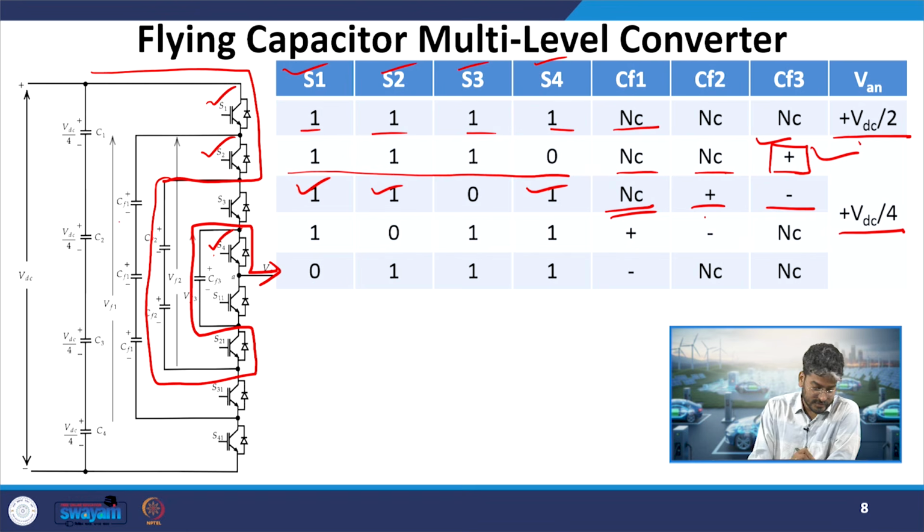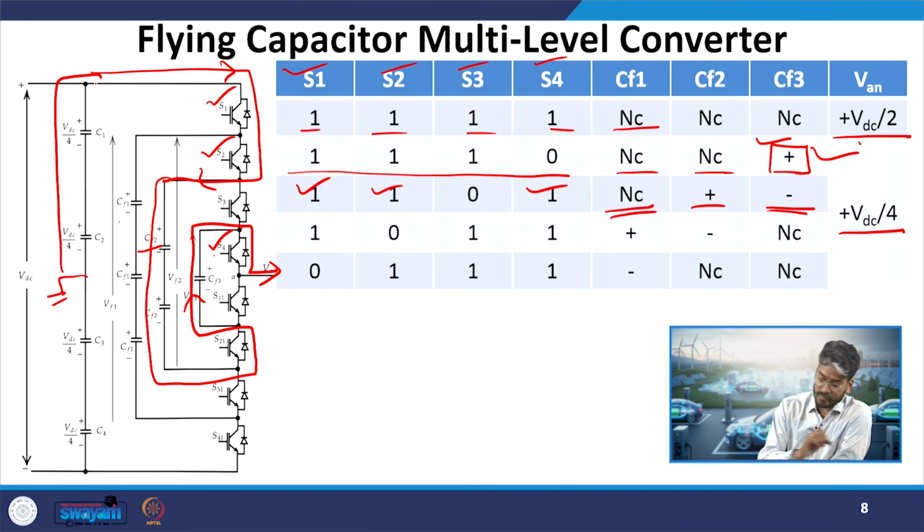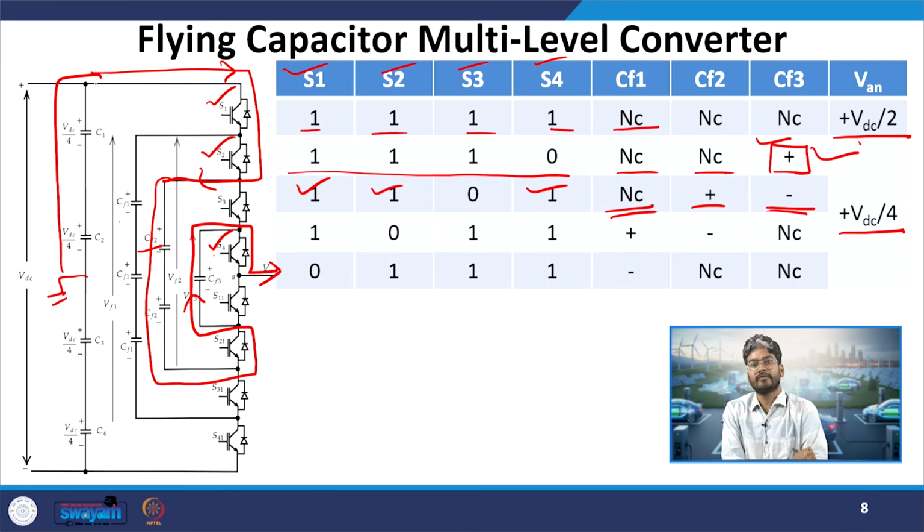Now, let us see which is charging and which is discharging. We have marked this positive direction of current. The current is entering the positive terminal of the capacitor CF2, so it will behave as a load and it will get charged, whereas the current is entering the negative terminal or leaving the positive terminal of the other one, so it will behave as a source and it will get discharged. That is what is marked over here, plus and minus. What will be my output voltage? Again, if I apply KVL between these two nodes, I will see that my output voltage will be equal to plus VDC by 4 for this combination.